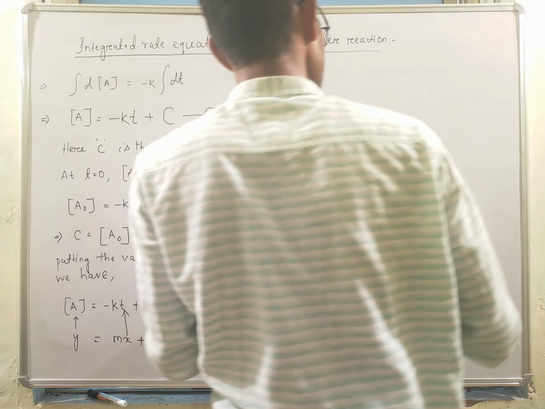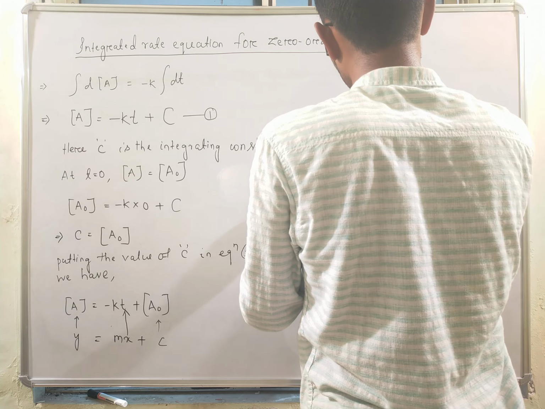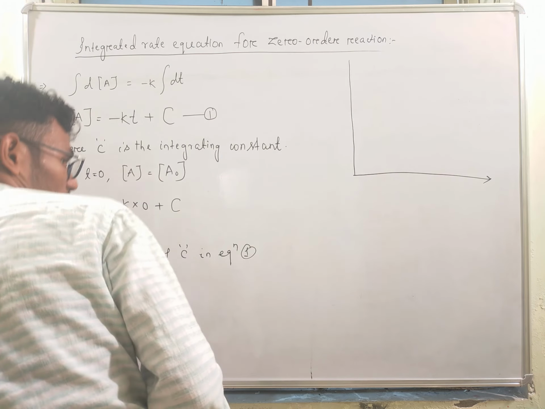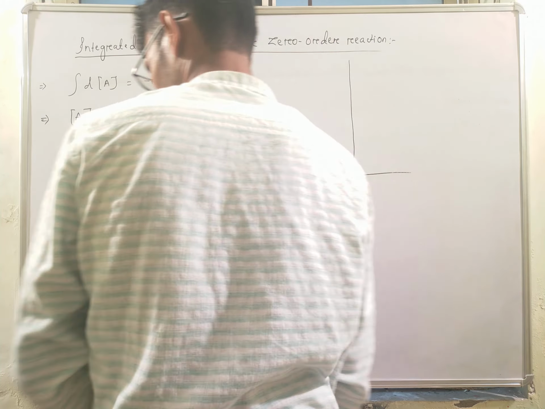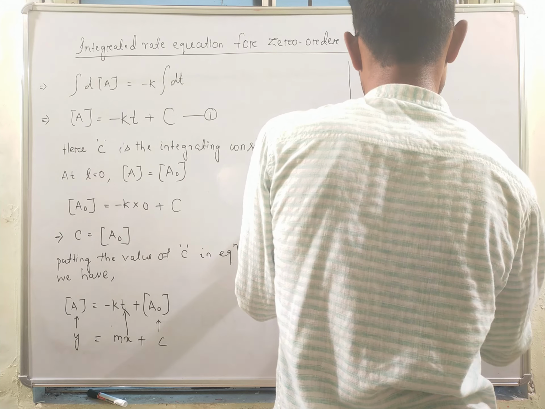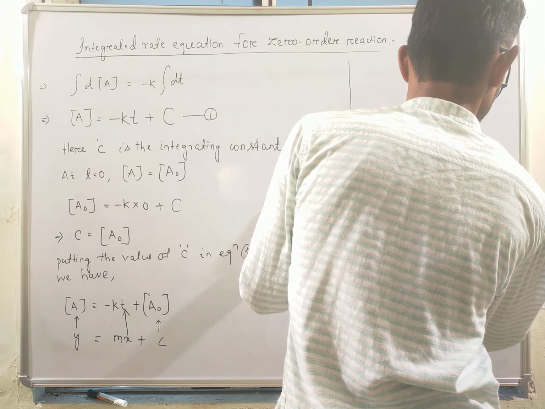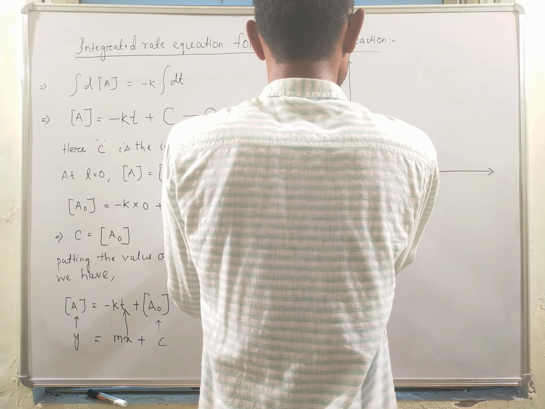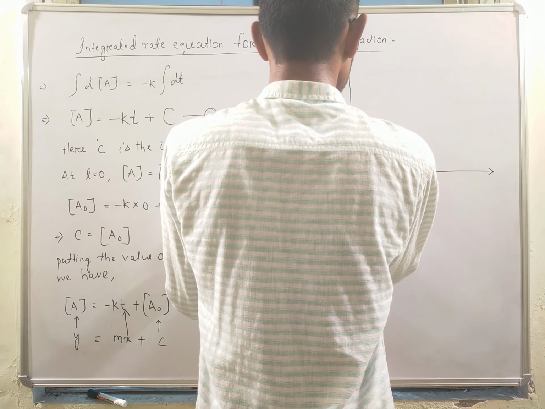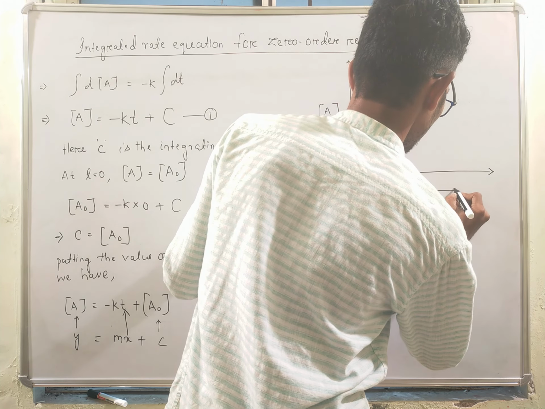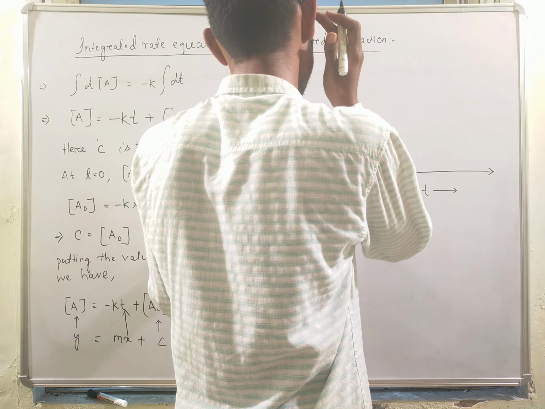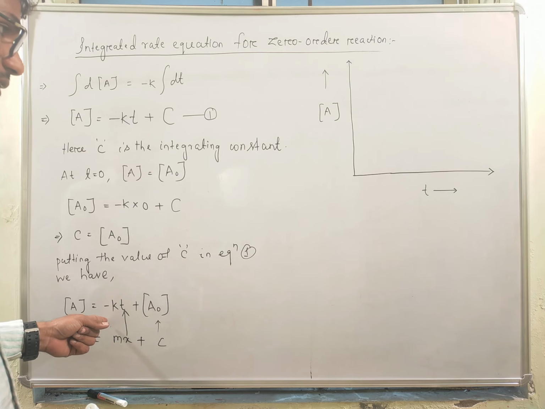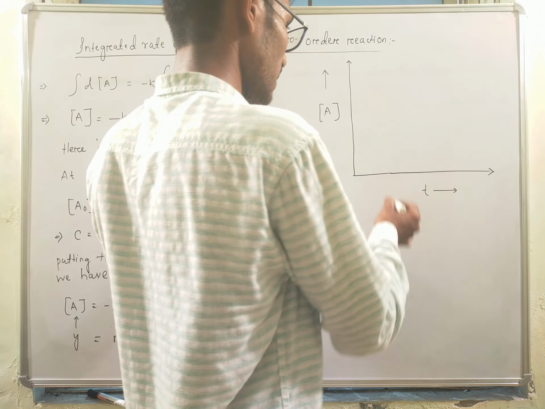Comparing this equation with y equal to mx plus c we have the following graph. The graph is A versus t. Here t is time, A is the concentration of reactant. The slope is minus k. Since the slope is negative, the nature of the graph will be like this.